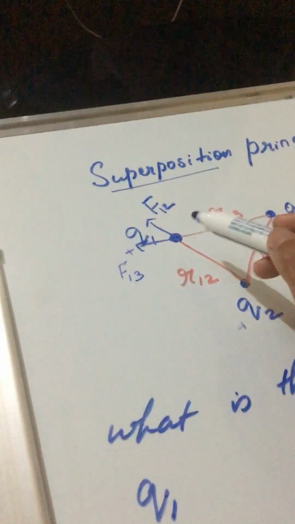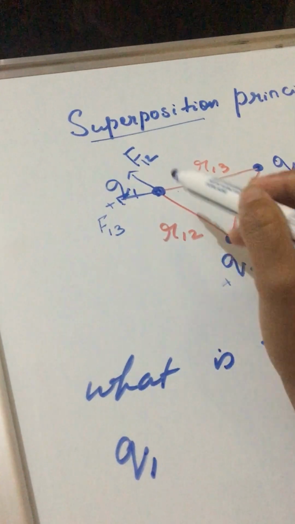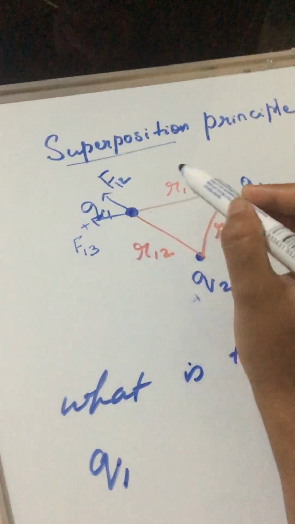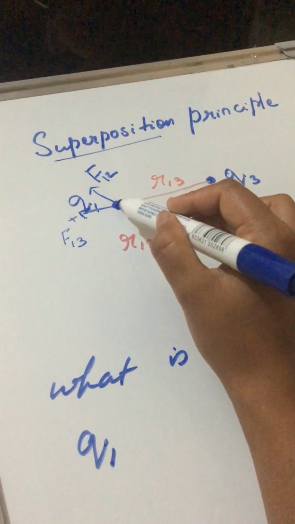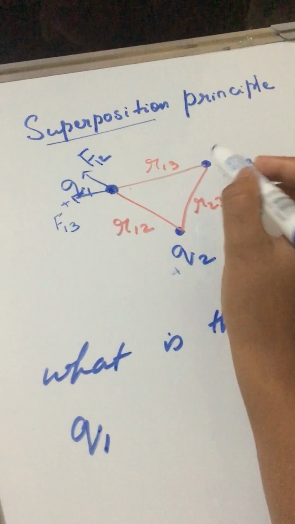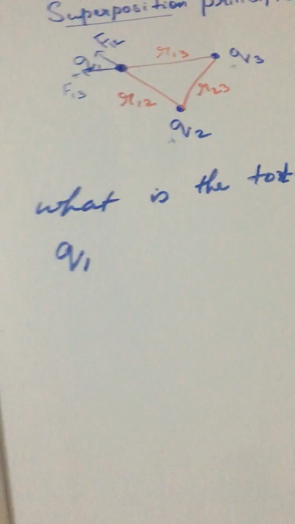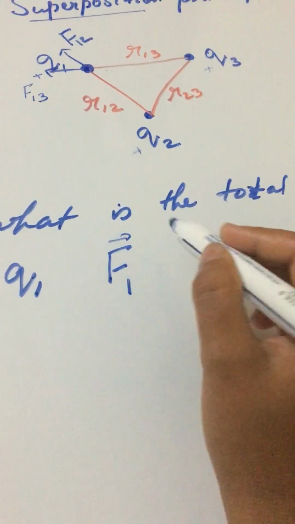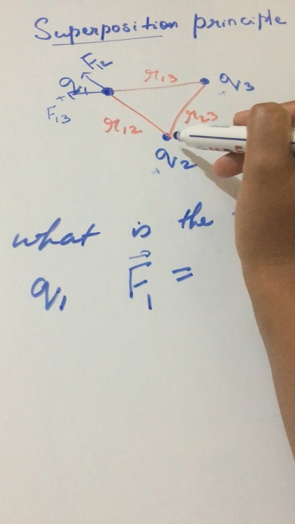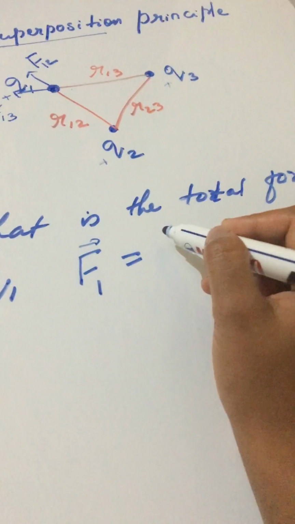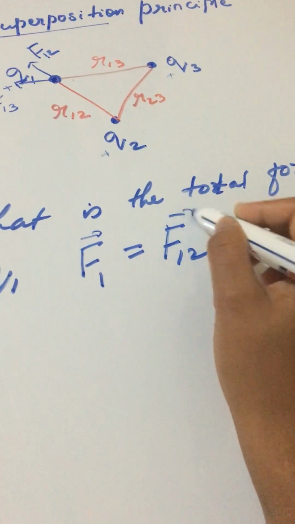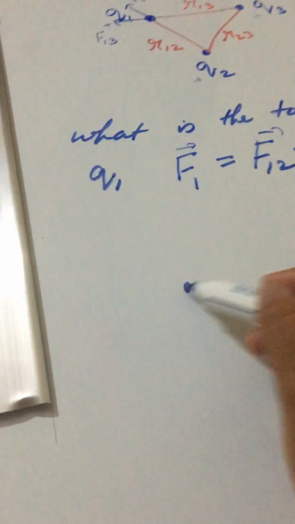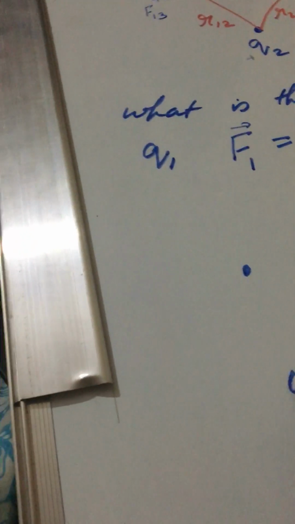That means if in a system there are a number of point charges, then on any charge, to find the force, the total force on it is the vector sum of the forces due to the other charges, right or not? That means on q1 the force is due to this and due to this, and force is a vector quantity, so it will be F12 plus F13, right?